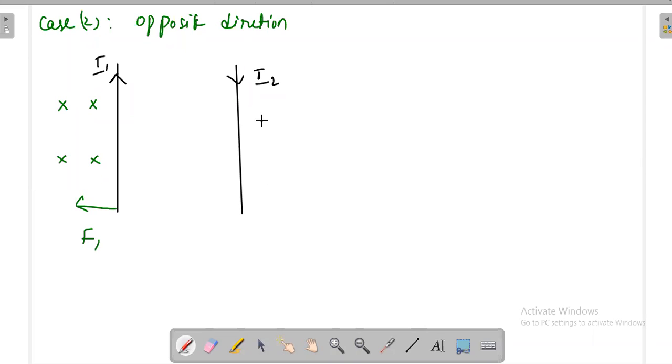Again similarly here, what is the magnetic field due to the current 1? It is also going inside the paper. So here also you will get a magnetic field like this. Once the magnetic field goes inside the paper, but here the current is flowing in the opposite direction, the force will go in this direction. Now, as the current flows in the opposite direction, the forces are going away from each other. So that is called force of repulsion.